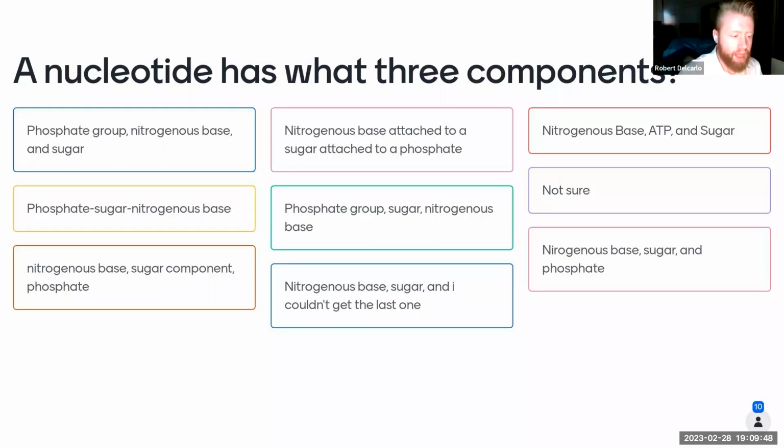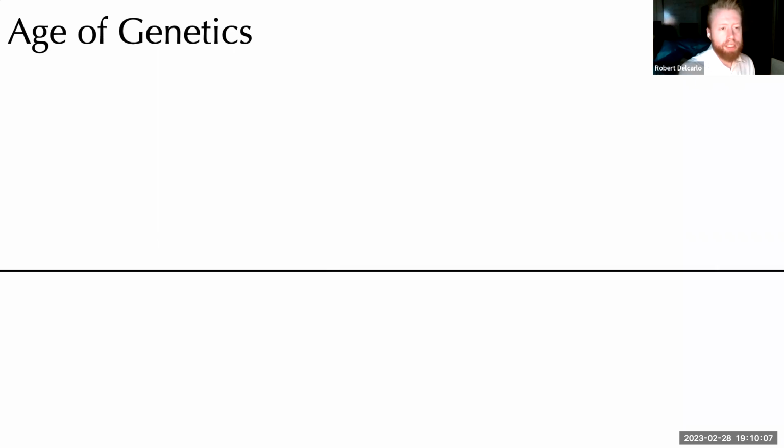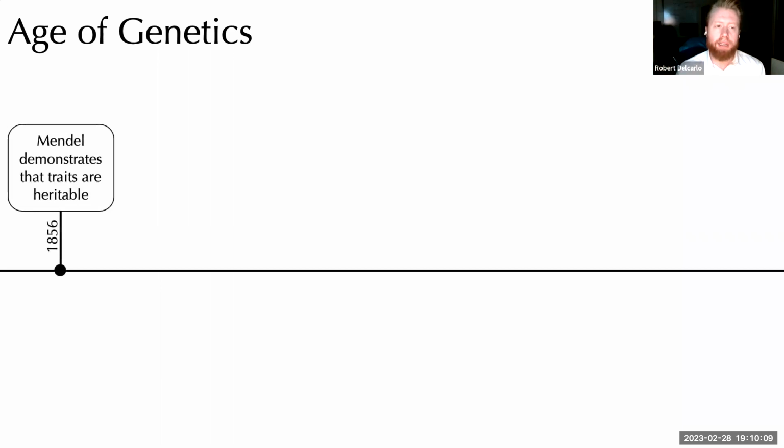Okay, great job. So with that, let's go ahead and move on. We're going to talk about some big picture things. We're going to talk about the timeline of genetics, as well as the macromolecules that these nucleotides make up, okay? Starting in 1856, Mendel, a monk, demonstrated that traits are heritable. He was working with pea plants, showing that some characters or traits or phenotypes of the pea could be passed on to the next generation with careful mixing of the genetic material, the pollen and such.